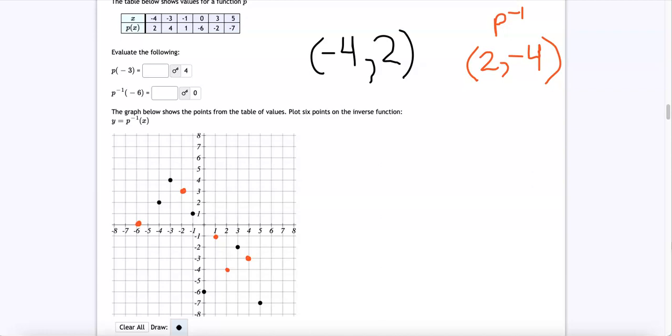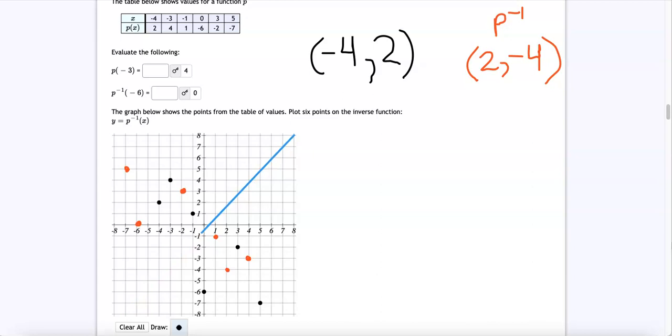This next point here, 5, negative 7, way down here corresponds to negative 7, 5. Now you might notice, and if you don't notice, I'm pointing it out to you right now, but the line here that goes right through the diagonal. So, oh no, where did all the points go? Hold on one second. Aha, there they are.